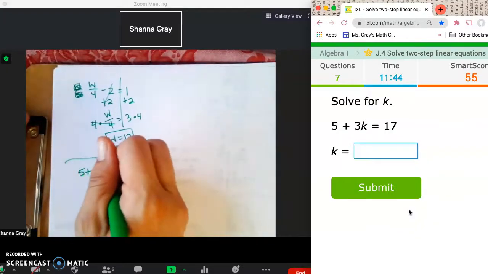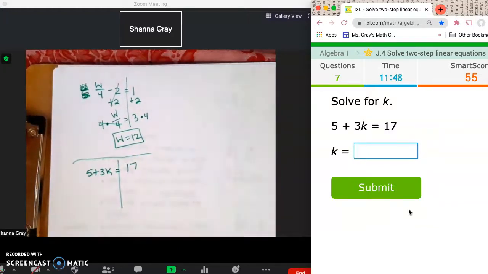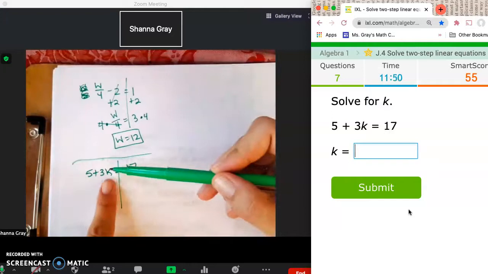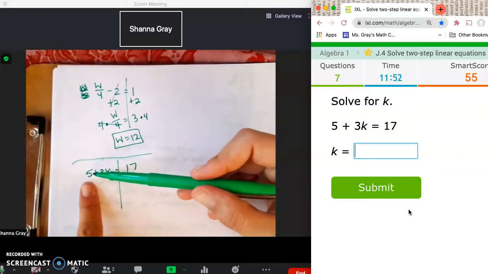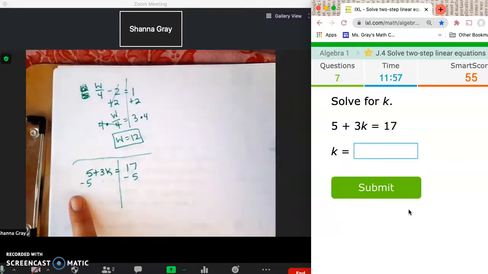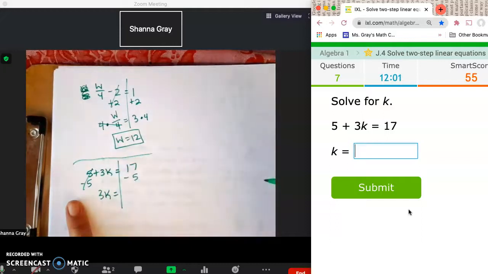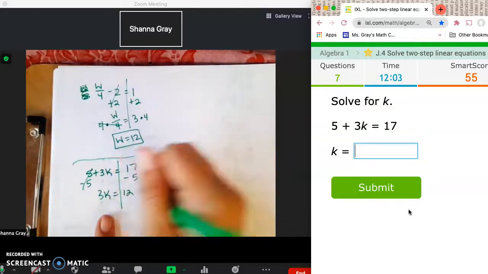5 plus 3k equals 17. Here are my two sides. K is here. 3 is right next to it. 5 is definitely farther away, and that's a positive 5. So I'm going to subtract 5 from both sides. 5 minus 5 leaves me a 3k equals 17 minus 5, which is 12.